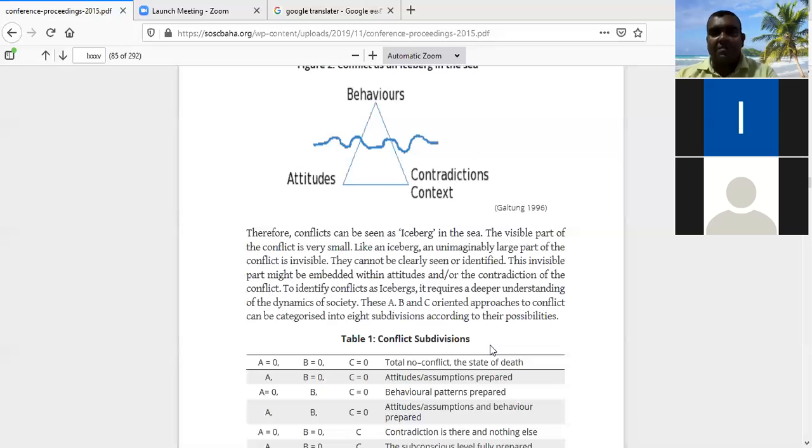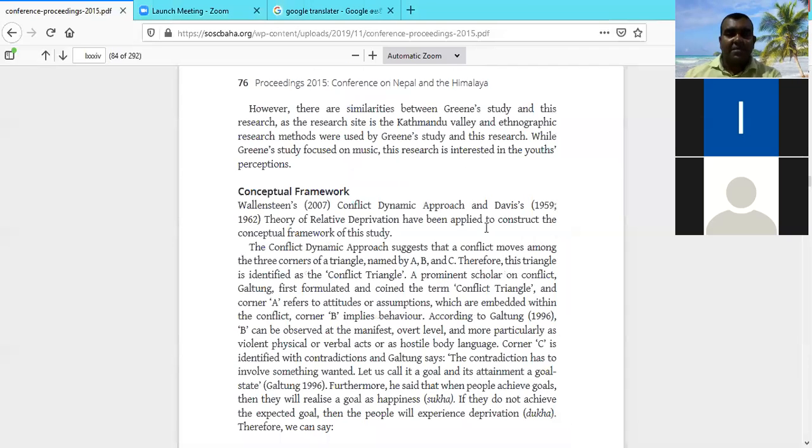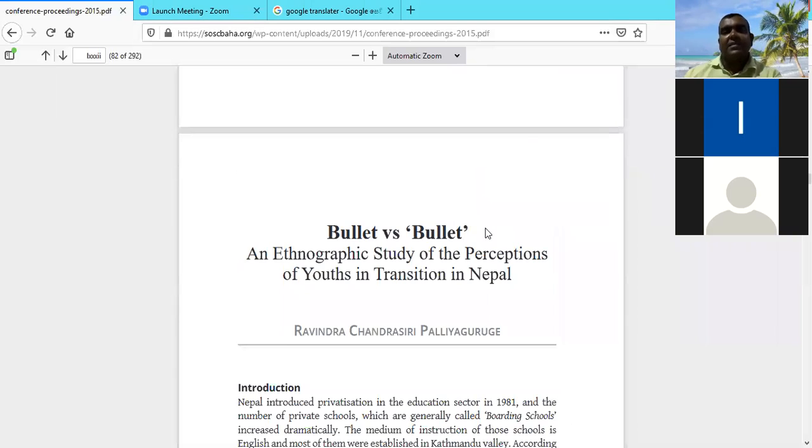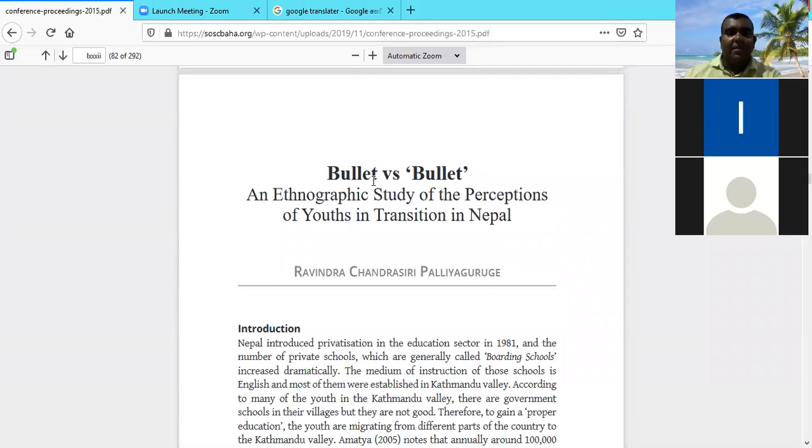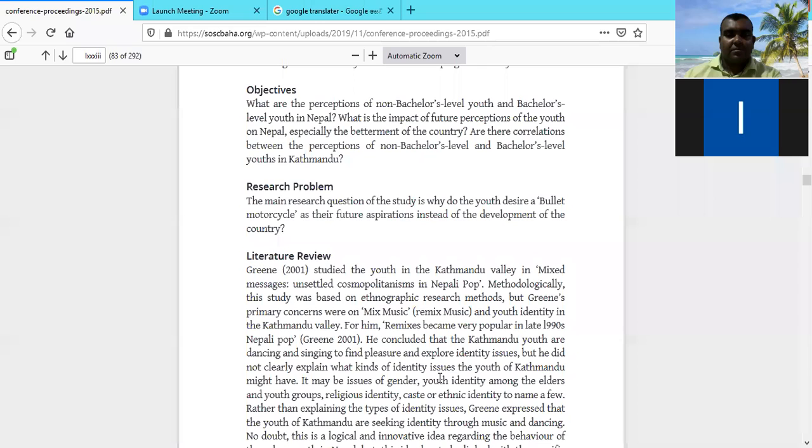I have borrowed this concept and published a research paper regarding youth perceptions. I have sent the link. You can see it. The name of the paper is Bullet vs. Bullet, an ethnographic study of the perceptions of youth in transition in Nepal. If you have time, you can read it. A, B, C, that's the concept I have borrowed. Now again, I want to share my presentation.